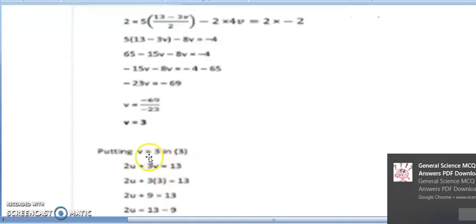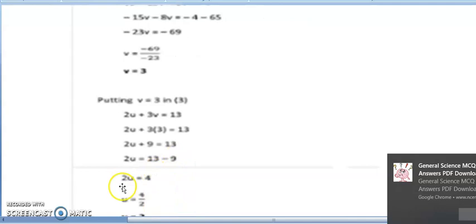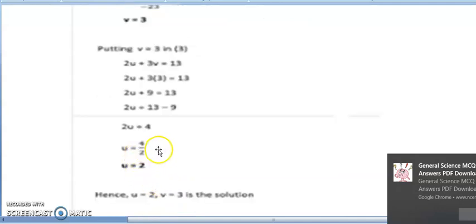Now I'm substituting v in any one equation. Here I'm substituting in the third equation. So 2u plus 3 into 3 is equal to 13. 2u plus 3 3s are 9 is equal to 13. Now 2u is equal to 13 minus 9. 2u is equal to 4, or u is equal to 4 by 2. 2 ones are 2, 2 2s are 4. So I'm getting u is 2 and v is 3.